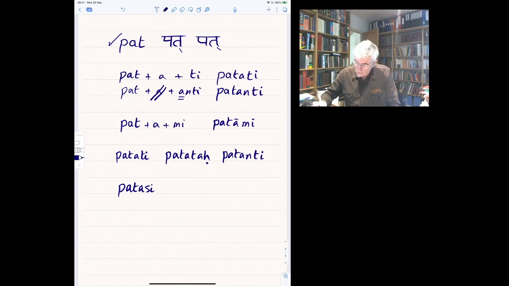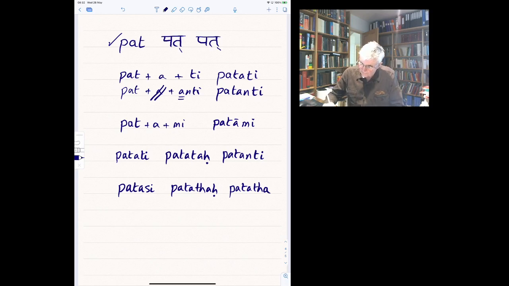Now going to the top of page 27, you singular fall, patasi. You both fall, the two of you fall, patathah. And you all fall, three or more of you fall, is the same as the dual, but without the visarga at the end, without the ha sound at the end. So, patatha. And the first person, I fall, patami.